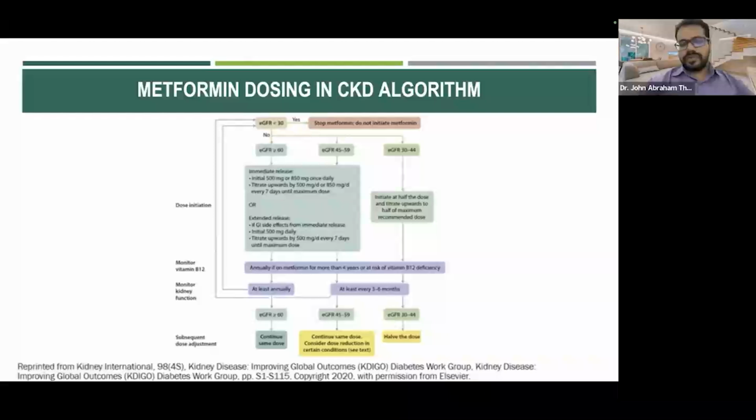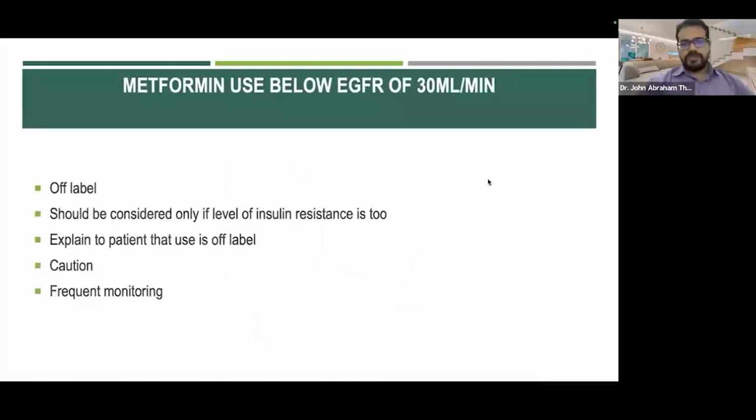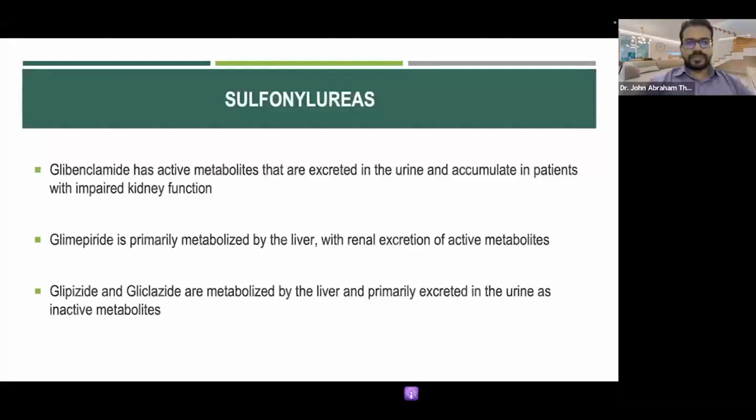And if the renal function test shows an eGFR more than 60, you continue the same dose. At 45 to 59, you may sometimes need to reduce the dose, or you may continue the dose. At 30 to 44, you need to reduce the dose by 50%. So metformin use below eGFR of 30 ml per minute is off-label, and it should be considered only if the level of insulin resistance is too high.